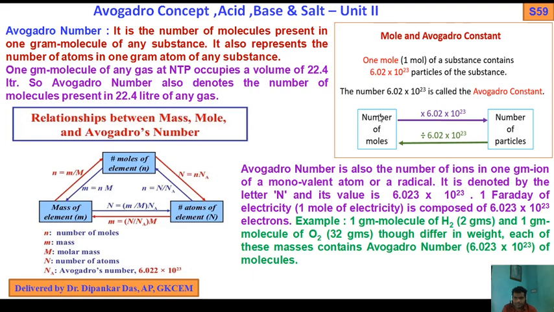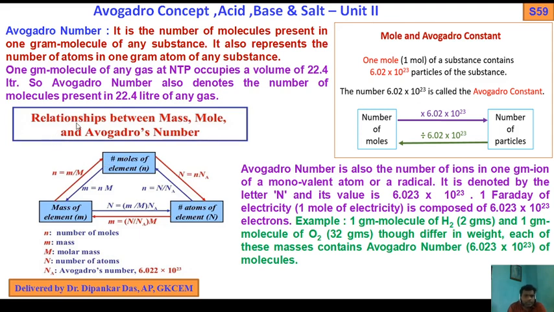So number of moles multiplied by 6.023 × 10^23, you get the number of particles, and from number of particles to number of moles, you divide by 6.023 × 10^23. So this is the conversion. Number of moles to number of particles, you multiply by 6.023 × 10^23, and number of particles to number of moles, you just divide by 6.023 × 10^23.